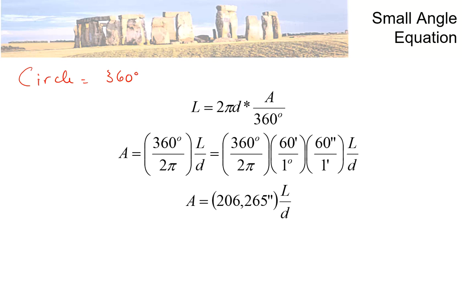One circle is 360 degrees. 1 degree is equal to 60 minutes. We call them arc minutes when we're talking about an angle. And 1 minute is equal to 60 seconds. And so we can convert from degrees to arc seconds by using those conversion factors. So that's what I've done in this calculation.